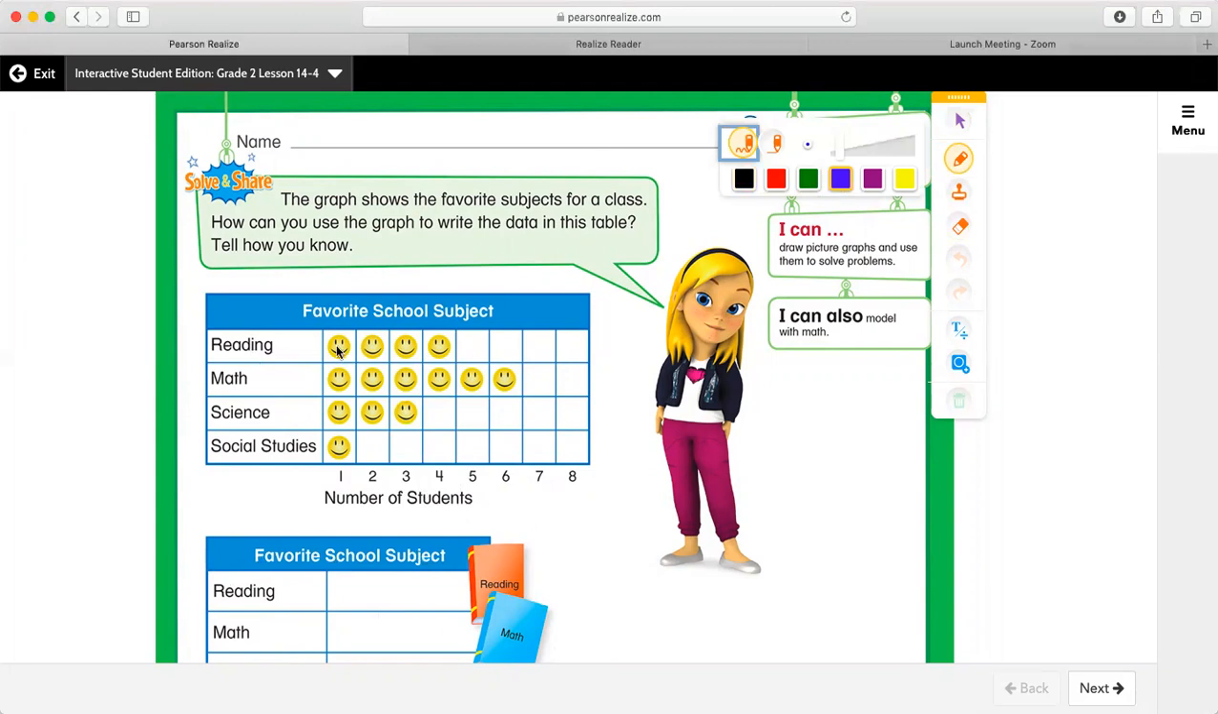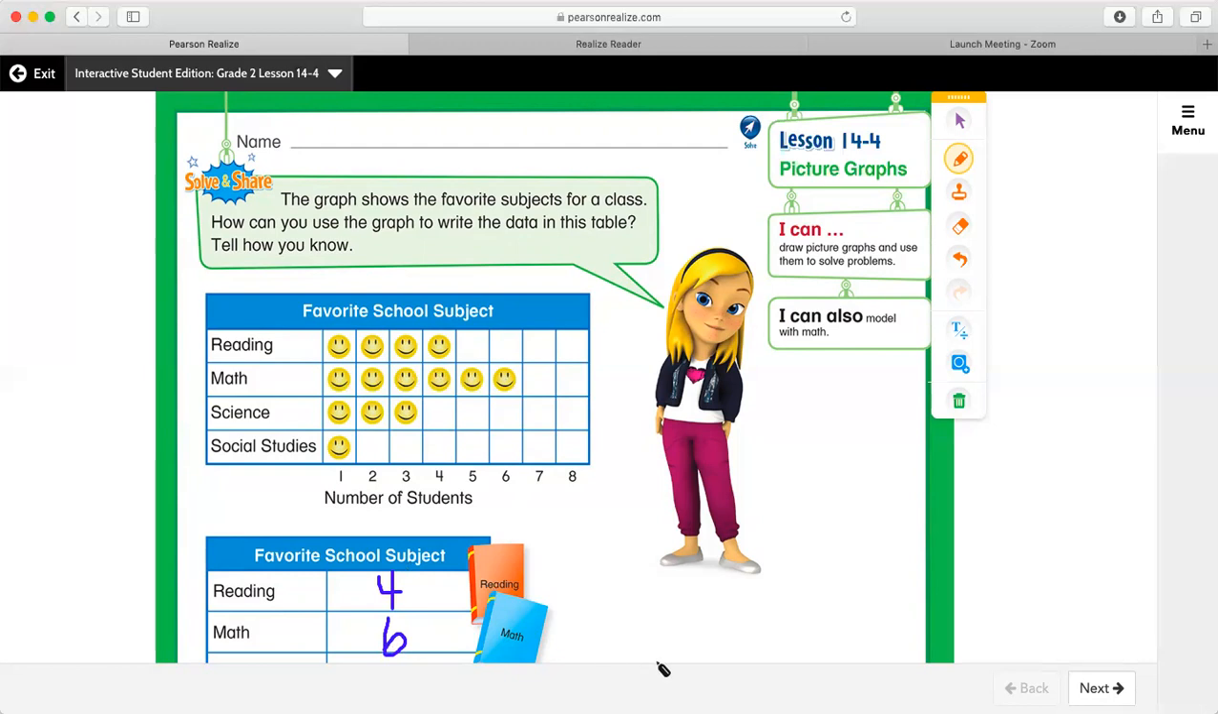and we'll count how many pictures. Each smiley face is going to count as 1. So we have 1, 2, 3, 4. So 4 students chose reading as their favorite subject. Okay. Now we'll go to math. 1, 2, 3, 4, 5, 6. It's in the 6th box. So 6 students chose math.